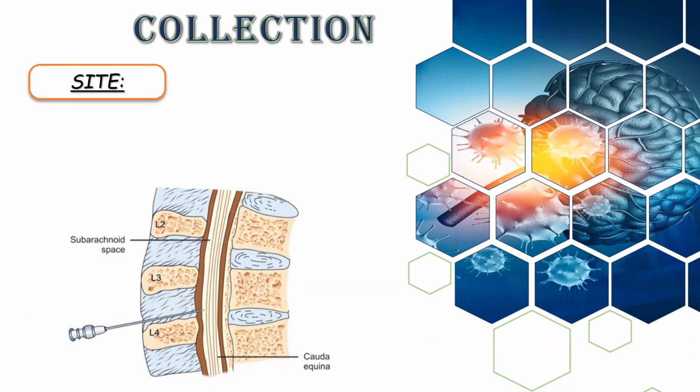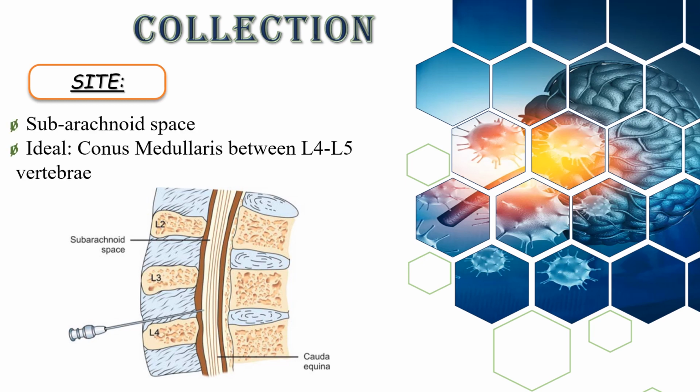So now let us see how we collect CSF. CSF is most commonly collected from the subarachnoid space in between L3 and L4 or L4 and L5 vertebra. The ideal space for collecting CSF is below the conus medullaris, between L4 and L5 vertebra in adults.